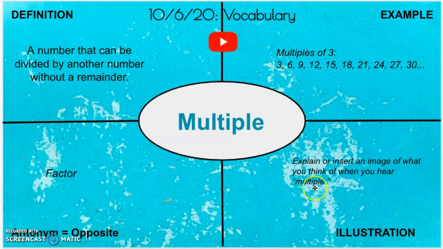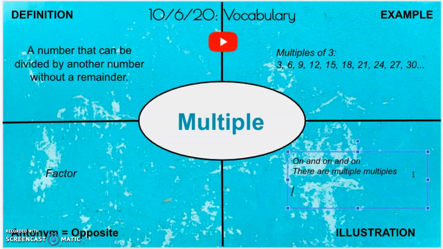But now let's do an illustration of the word multiple. So we can explain or insert an image of what you think when you hear the word multiple. So when I think of multiples, I think of on and on and on. Or I think of multiple multiples. Or I should say I think of there are multiple multiples.